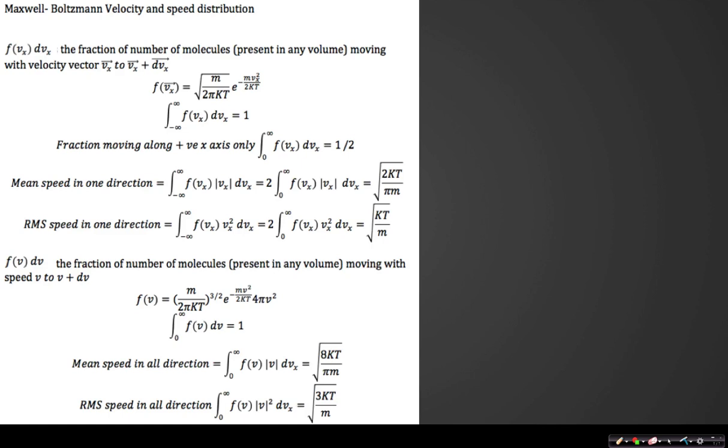Today, before solving numerical questions, I would like to focus on a very important theory portion which we generally do not focus much on in our class because of time constraint. That is the Maxwell-Boltzmann velocity and speed distribution function.